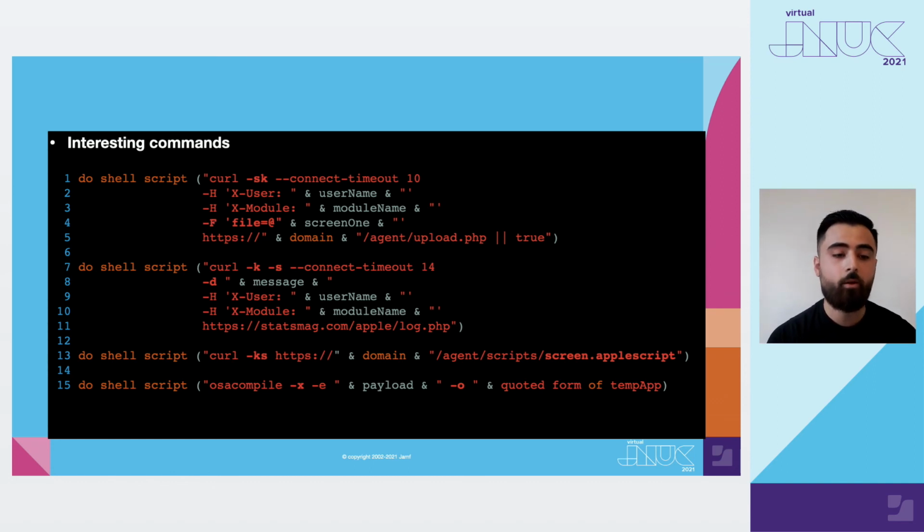In the second command here, similarly, the malware is using the -d to upload specified data in a POST request, along with various other arguments, -A specifying x-user and x-module from the victim's computer. And this essentially allows the victim to check in to the C2 and indicate that it is alive.